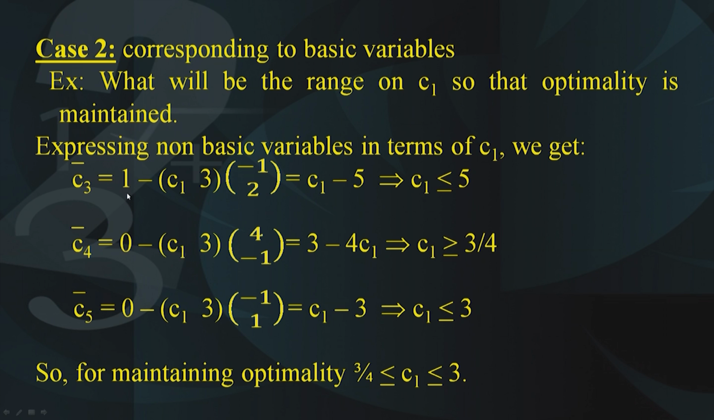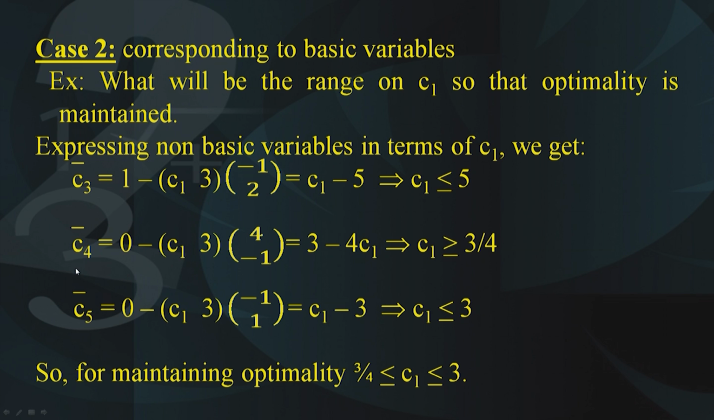Why is that so? Because these are the coefficients of the top row multiplied by C1 3, because we have to find out the value of C1, and this is that column under C3, and if you solve this you get C1 minus 5. This means that C1 should be less than or equal to 5, because we have to make sure that this entry has to be less than or equal to 0.